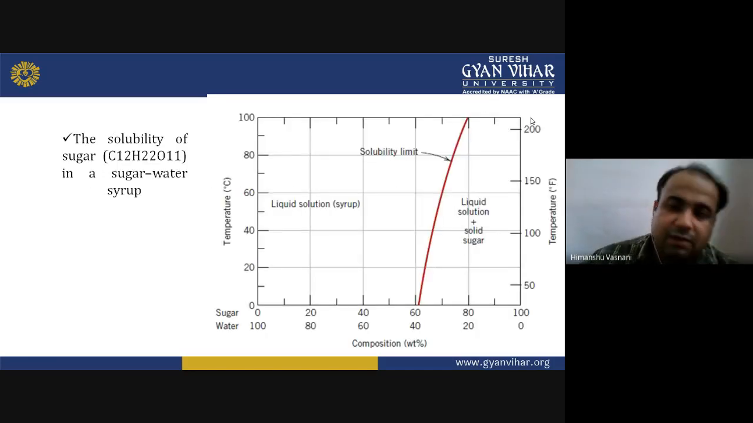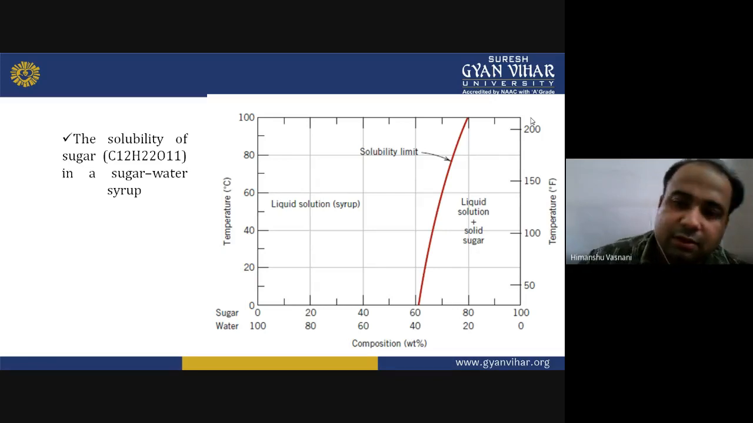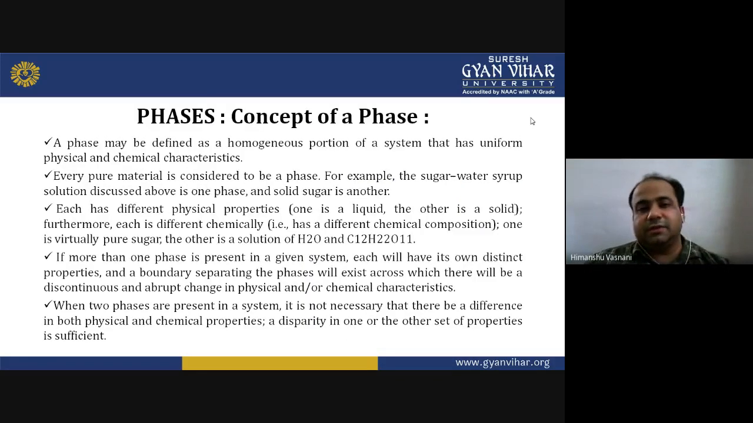You can see here also, on the right hand side, the temperature is given. As temperature is increasing, the solubility limit is also increasing. So you can understand how temperature relates to the composition just by looking at this diagram. Okay, now phases.